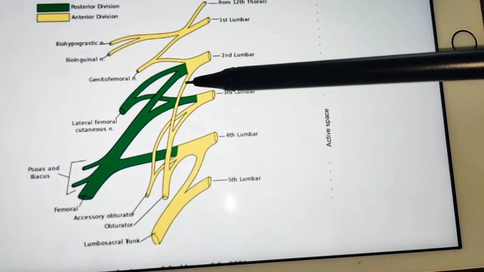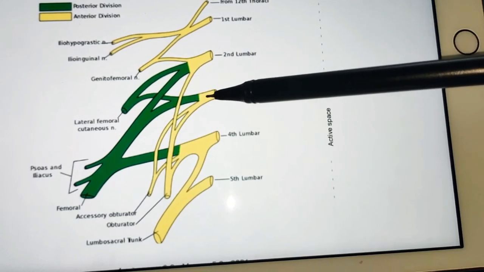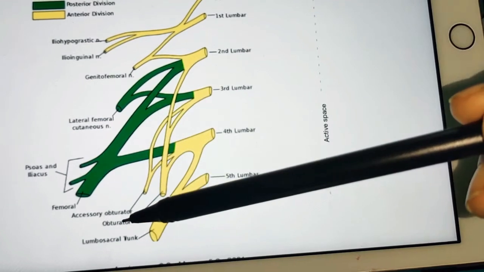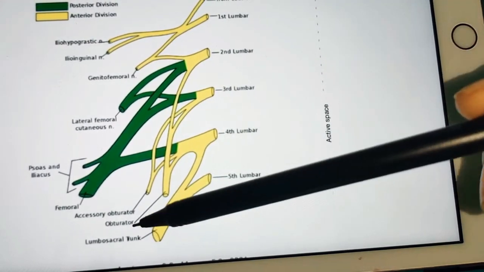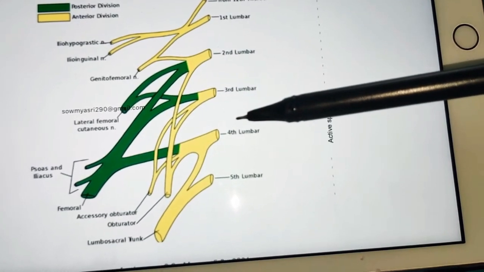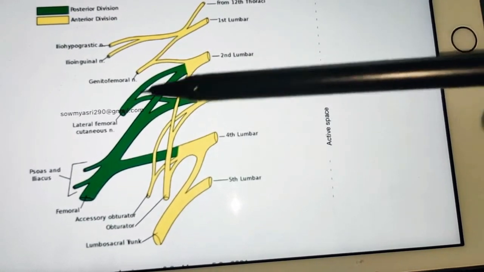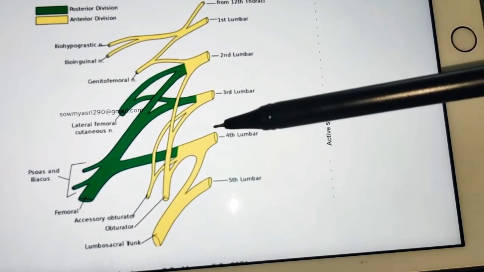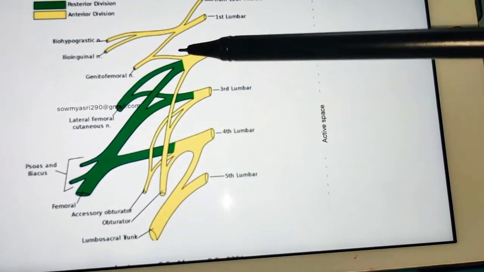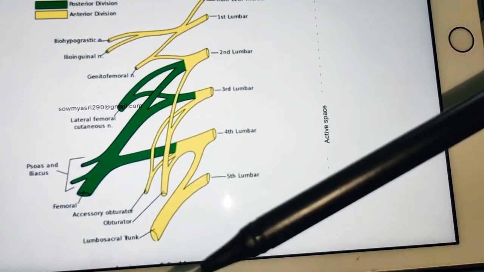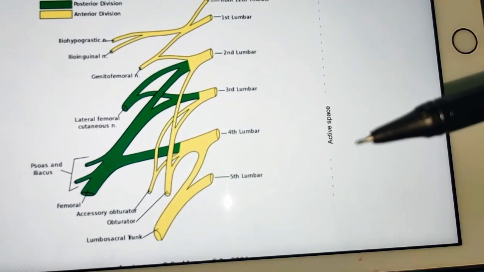So first let us see the ventral division. From L2, L3, L4 you can see this is the ventral division which is forming the obturator nerve over here. You can see here clearly, right? This one is the obturator nerve, okay? And from the ventral division of L2, L3, L4 you are getting the obturator nerve, whereas from the L2, L3, L4 dorsal division, that is this one, it is forming the femoral nerve. You can see here clearly. So by this diagram you will get a clear idea of the lumbar plexus and the different nerves.